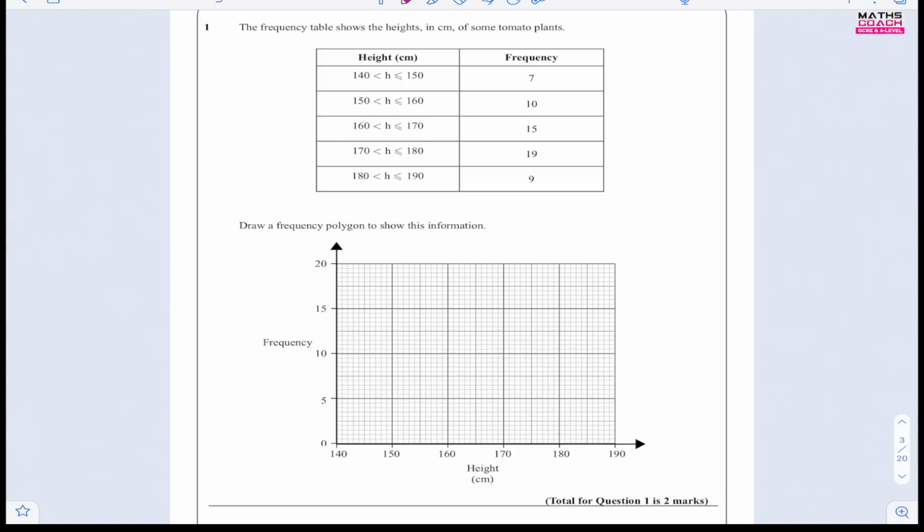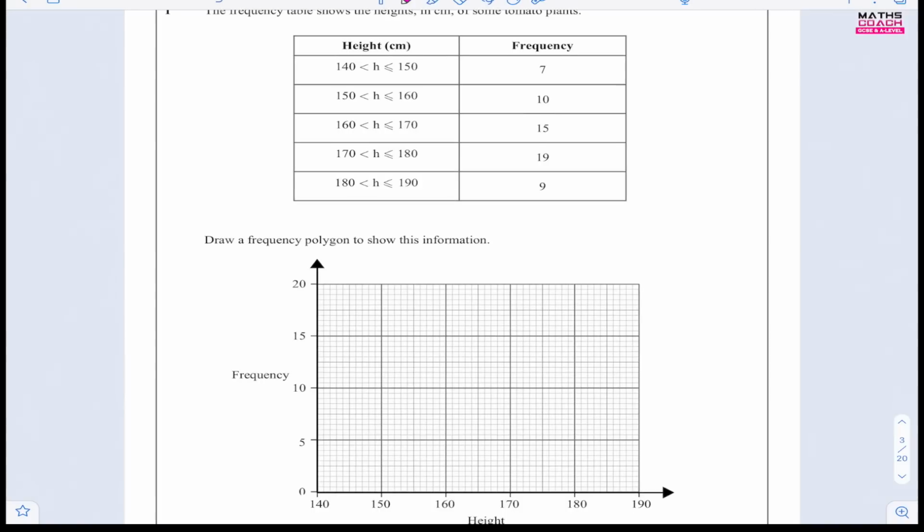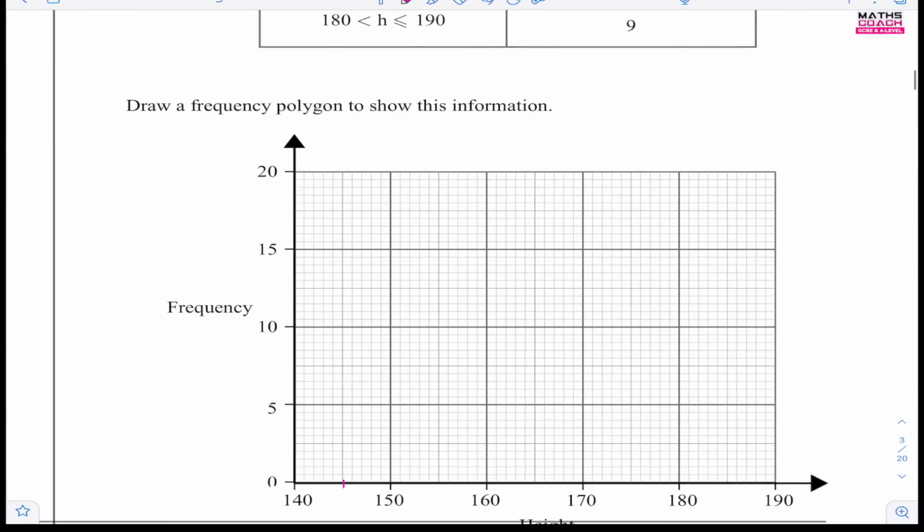Right, with the frequency polygons, it's important that you understand that you plot at the midpoints of these values, these class intervals. So 140 to 150 is going to be 145. So 145 is in the middle here, and you just go and find what 7 is. Now, before you do these questions, you've got to work out what each of these squares mean. So if you have a quick look here, you can see that 1, 2, 3, 4, 5. So every 2 squares is equal to 1. So a 7 would be right there.